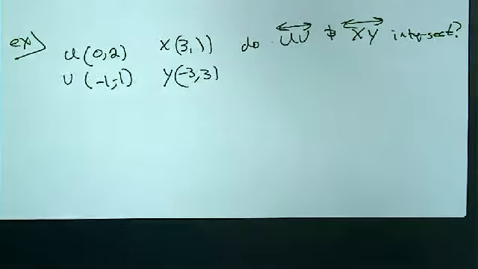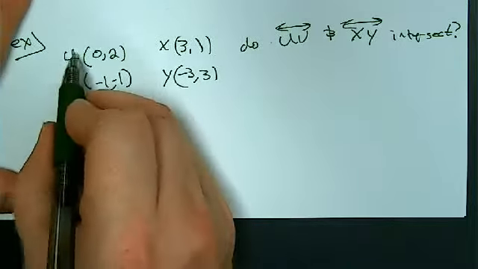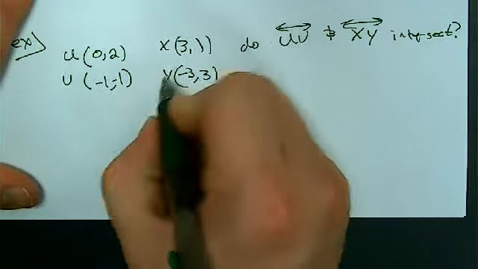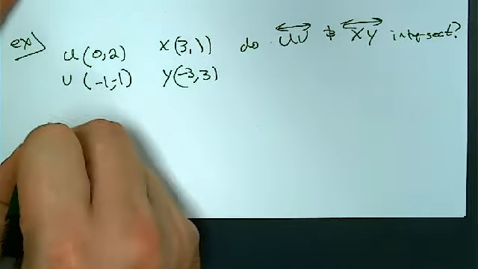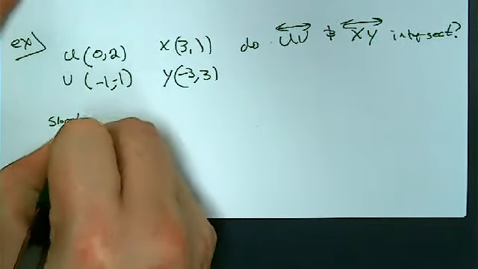All right, so here are my 4 points. These two make up line UV. These two make up line XY. So let's get the slopes. Start off with the slope of UV.